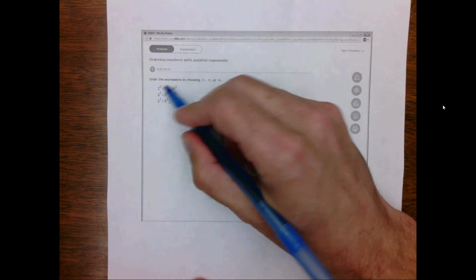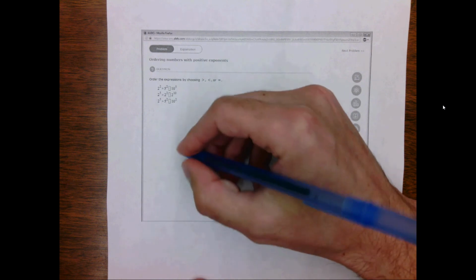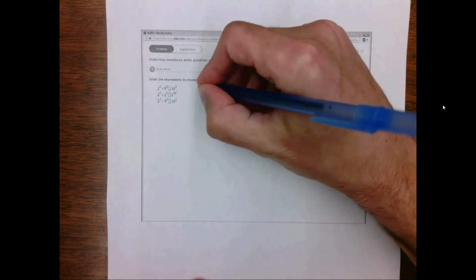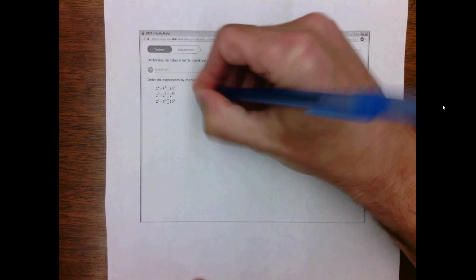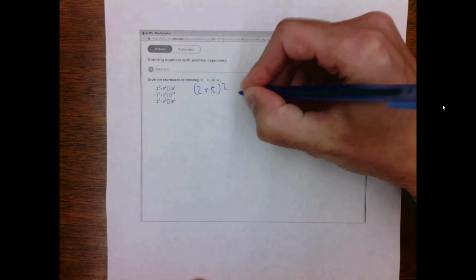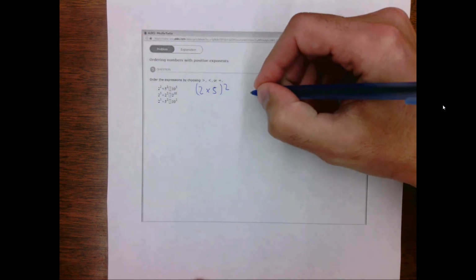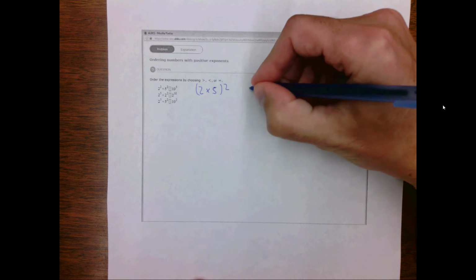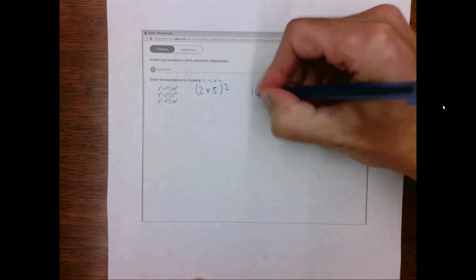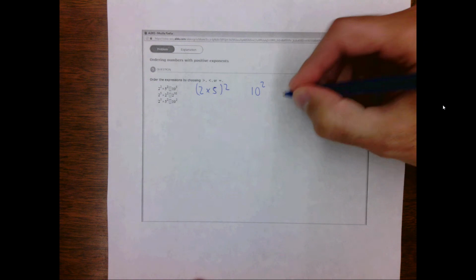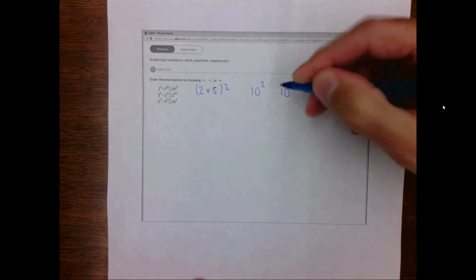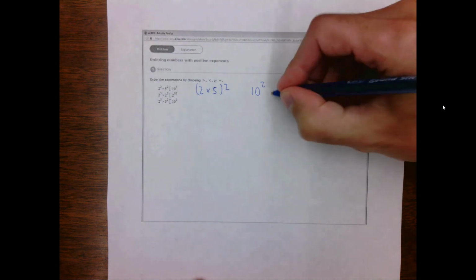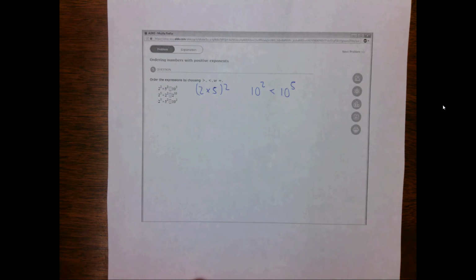Since both of these numbers are squared, we can rewrite this expression as 2 times 5, all squared, and then compare it to 10 to the 5. Or, 2 times 5 is 10, 10 squared, and then compare it to 10 to the 5. 10 squared is certainly less than 10 to the 5.